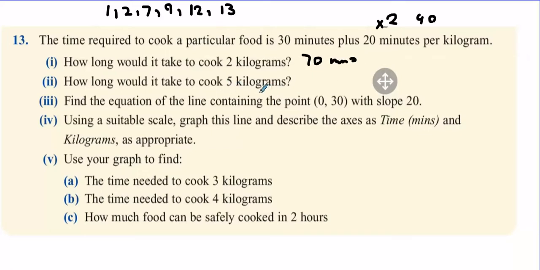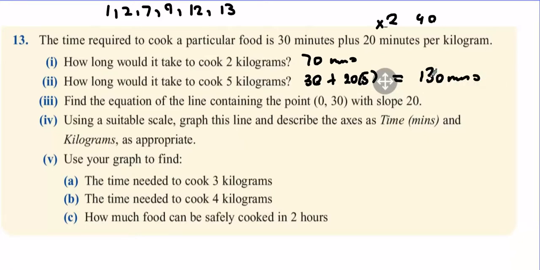How long would it take to cook 5 kilograms? Well, I think that would be your 30 minutes, which is guaranteed, plus number of kilograms multiplied by 20, so 5 times 20. So 30 plus 5 times 20. 5 times 20 is 100. 100 plus 30 is 130 minutes.